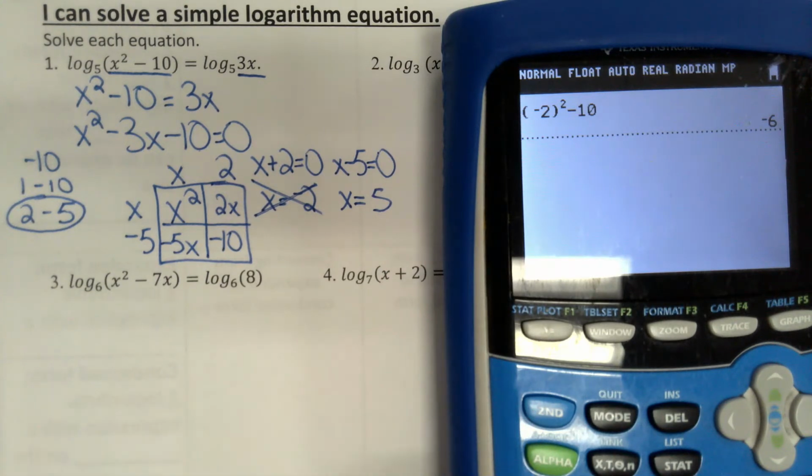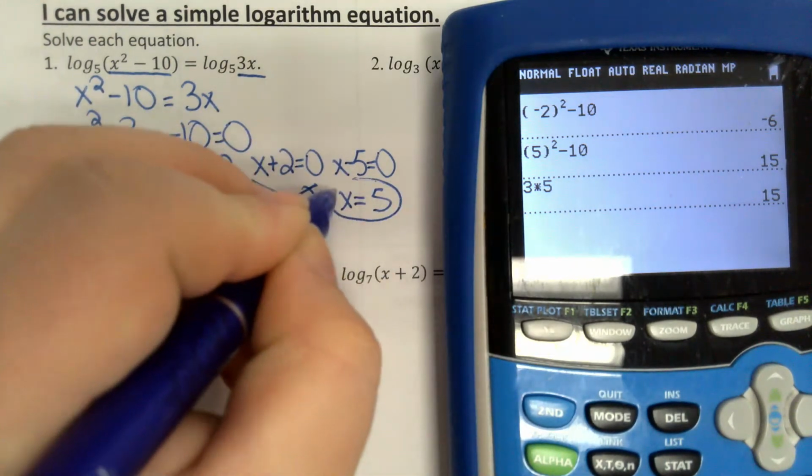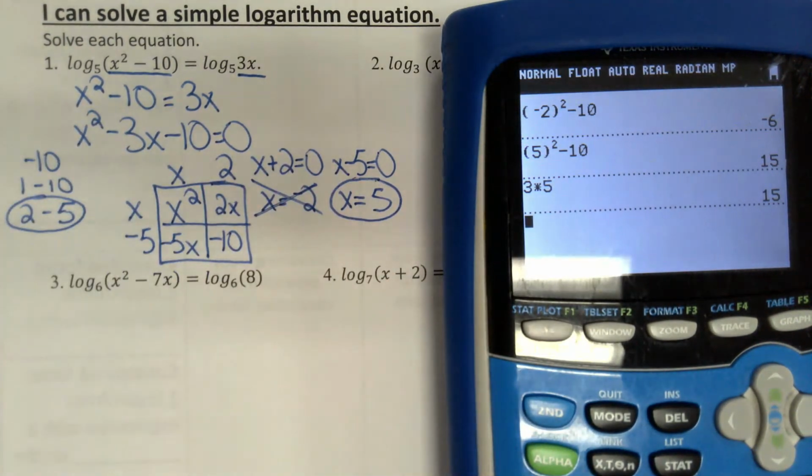Let's try 5. 5 squared minus 10, that's a positive number. And the other side, 3 times 5, that's a positive number. So the only solution I can use is x equals 5.